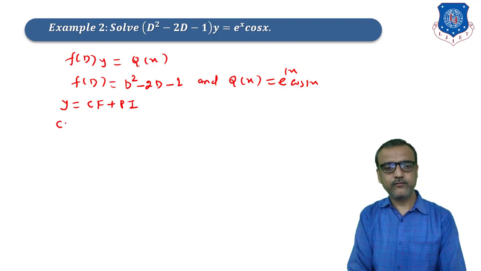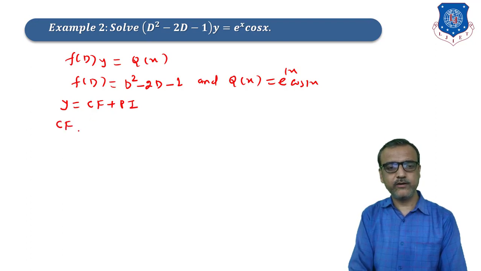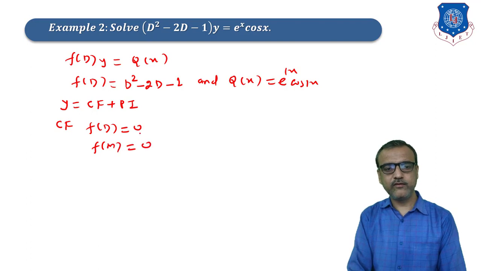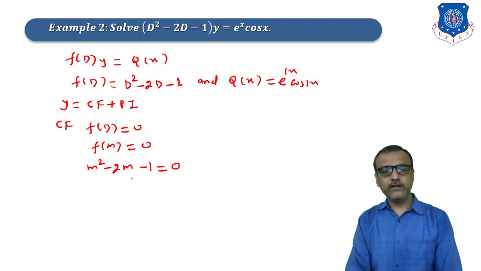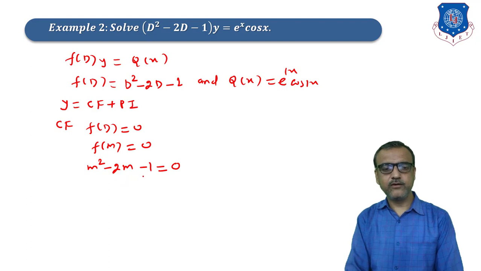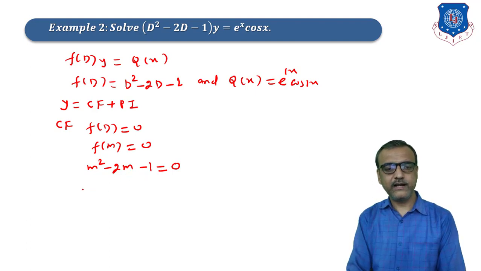So first of all we will find out CF, that is the complementary function, and for CF we will write down f of D equals 0, and in f of D we will replace D by m, so we have f of m equals 0. Now replacing D by m, we have m square minus 2m minus 1 equals 0. Now we have to factorize this equation. We cannot directly factorize this equation by splitting the middle term, so we will apply the delta method.